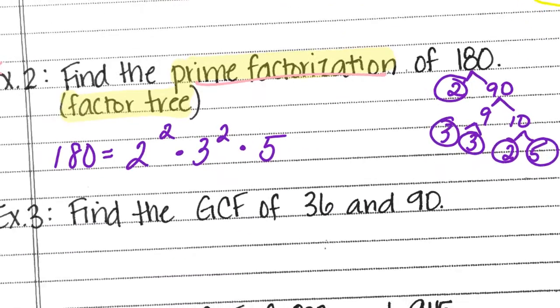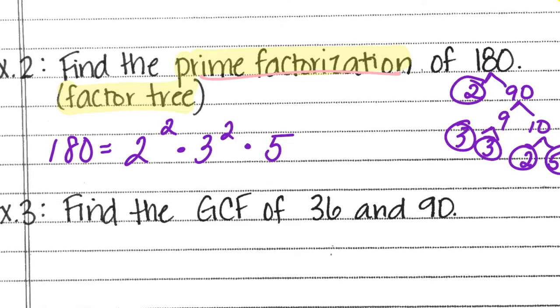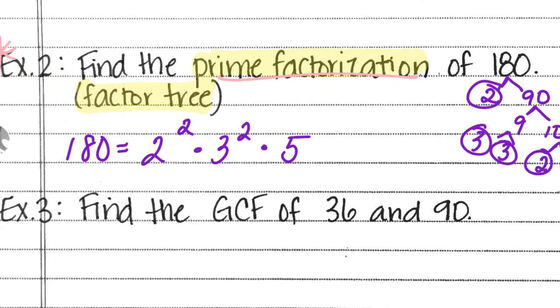All right, moving on to GCF. The greatest common factor you probably did in middle school, and the least common multiple. But I'm going to start with the factor tree of each. I know 36 is 3 and 12. 12 is 2 and 6 and 2 and 3. 90 is 9 and 10. 9 is 3 and 3. 10 is 2 and 5.